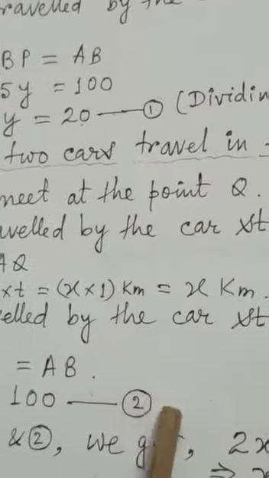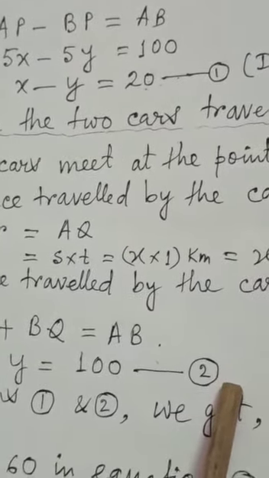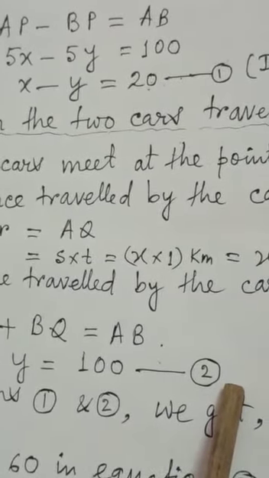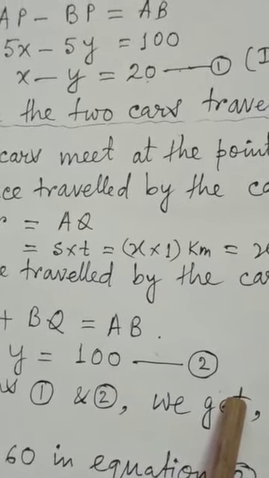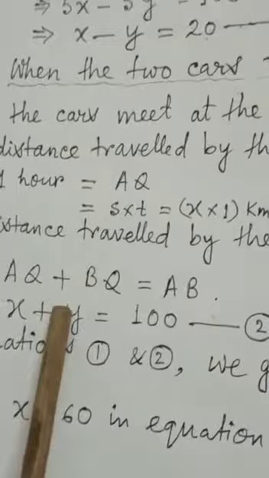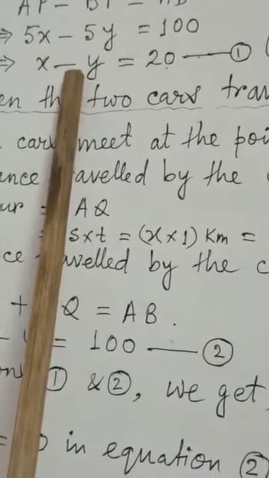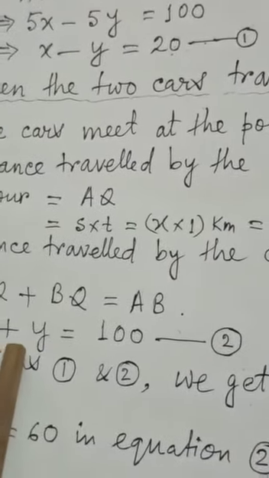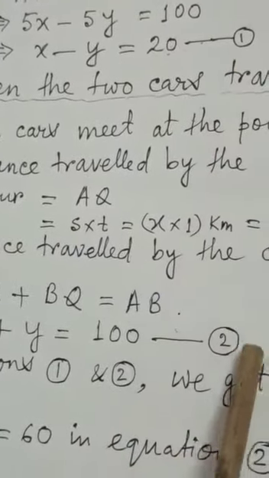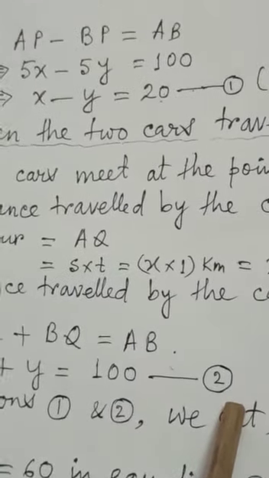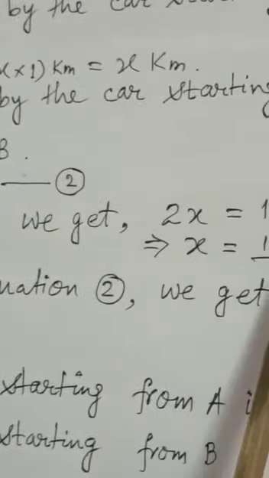Now we have to solve these two equations, equation 1 and equation 2, for x and y by using any of the three algebraic methods. Here we are going to apply the elimination method. Here the second term y in both the equations, equation 1 and equation 2, is with the opposite sign, that is minus and plus. So to eliminate y from both the equations, we have to add. Now adding equations 1 and 2, we get 2x is equal to 120.